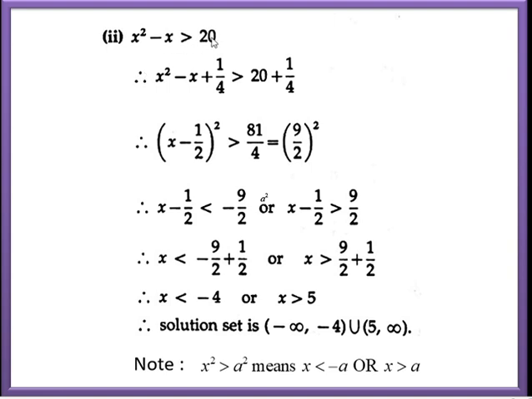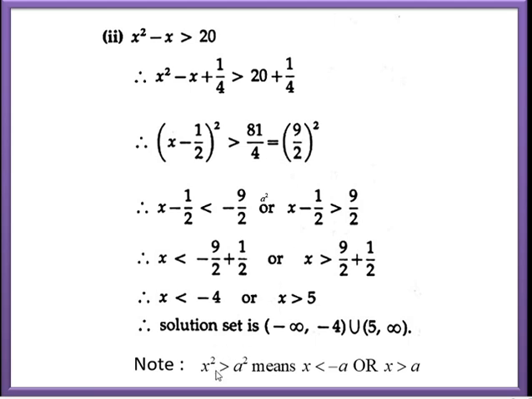X square minus x greater than 20. Now the next step is I add 1 by 4. Why? So that this part, x square minus x plus 1 by 4, becomes the square of x minus half. You can check this. What is a minus b whole square? A square, that is x square, present, minus 2 times the product, present, plus 1 by 4, present. Now, what is 20 plus 1 by 4? 81 by 4, which is the square of 9 by 2.